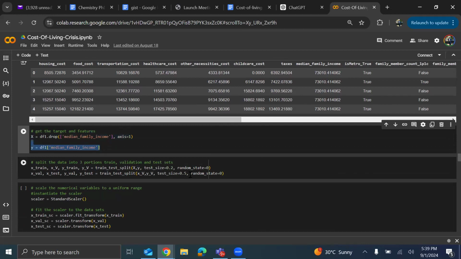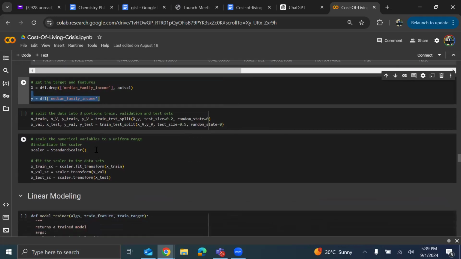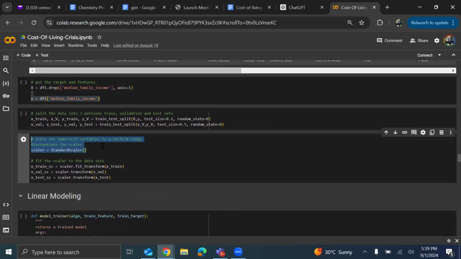I split into train, validation, and test sets. So 80% is for training, 10% for testing, 10% for validation. Now I scaled the features.